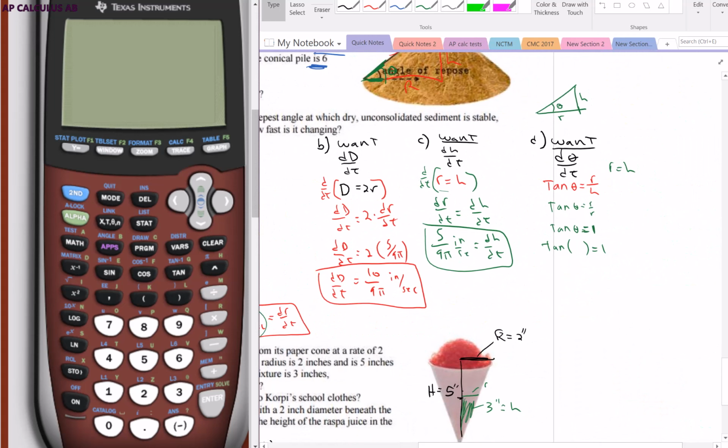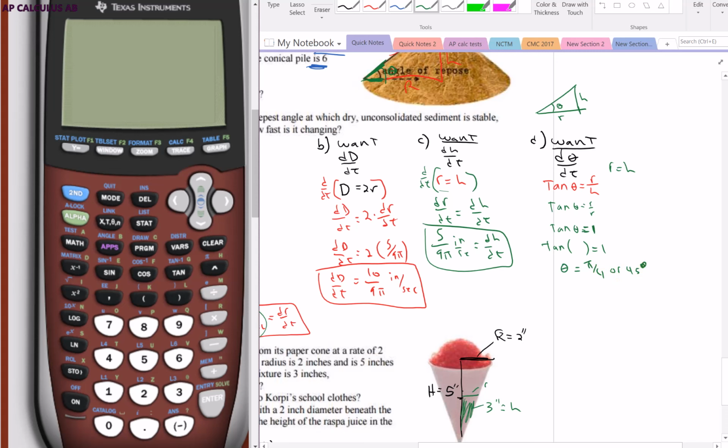Well, tangent is sine over cosine. So if it's going to give me 1, then it has to be the same x coordinate as the y coordinate. And the only time that happens is at pi over 4, or 3 pi over 4, or 5 pi over 4. But we're only concerned about the first one, right? Because this is the first quadrant. So the answer is theta equals pi over 4, or if you prefer, that's 45 degrees, right?